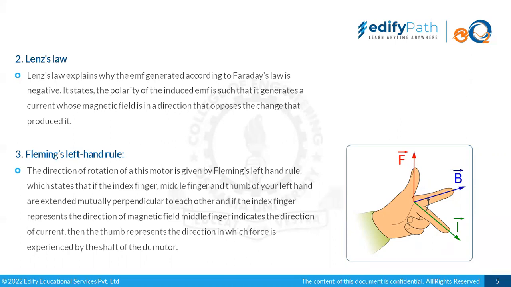So in DC motors, Fleming's left hand rule can be used to find out the direction in which the force is being experienced by the shaft in the DC motor.